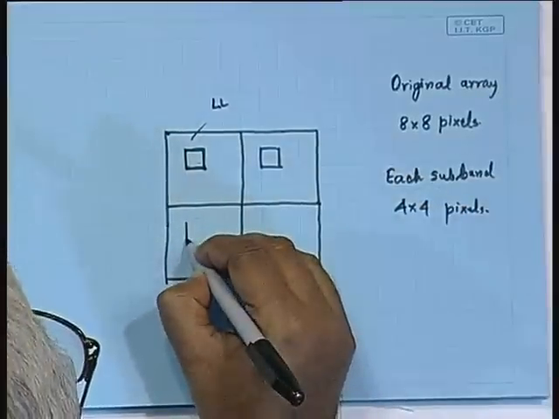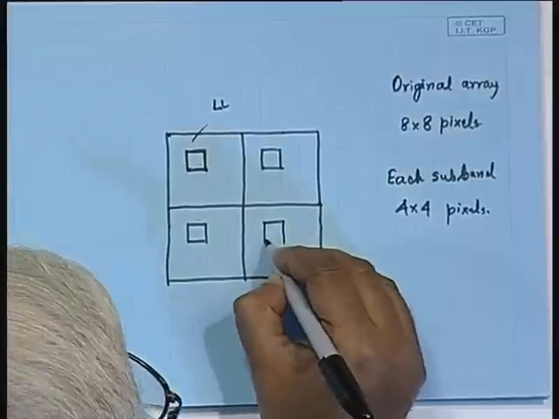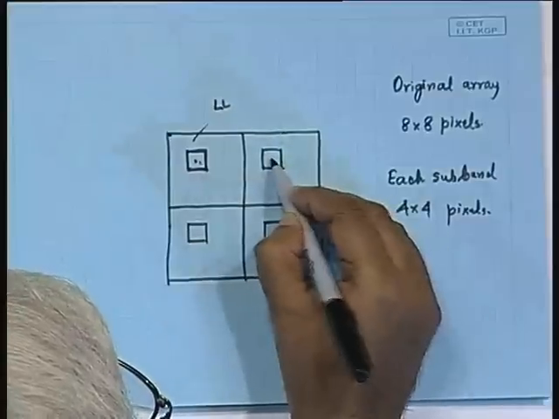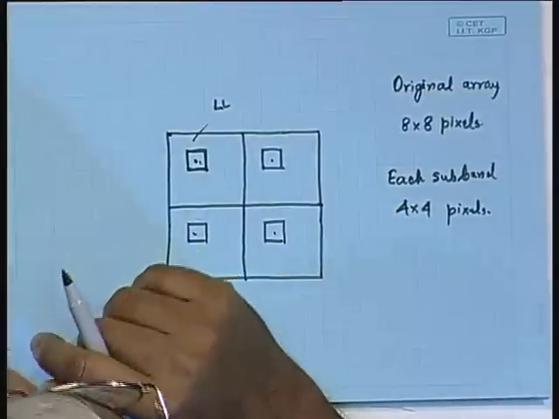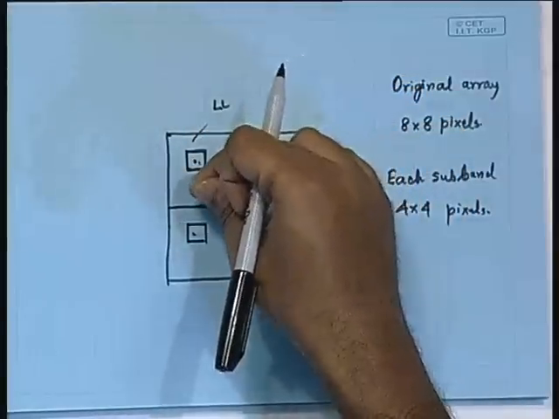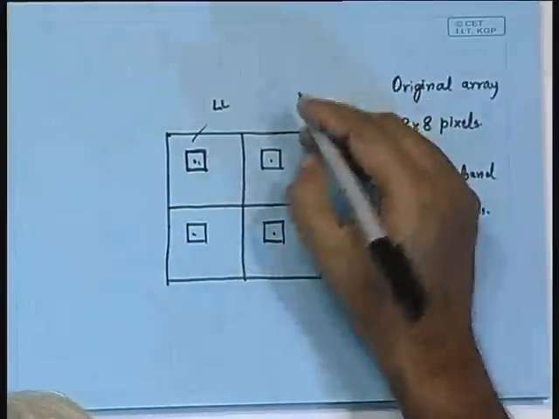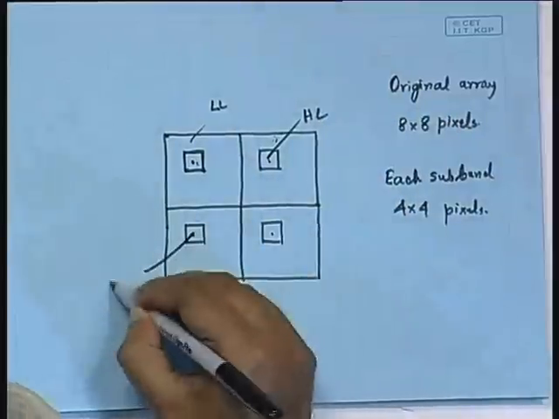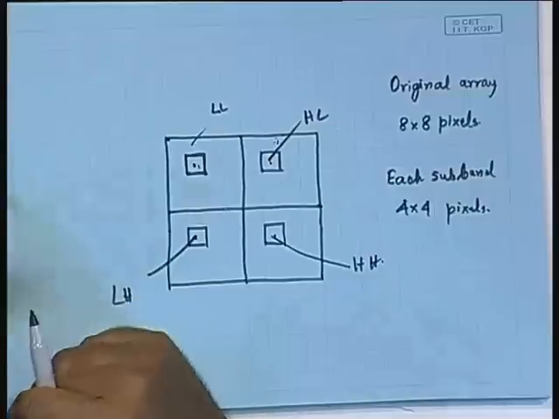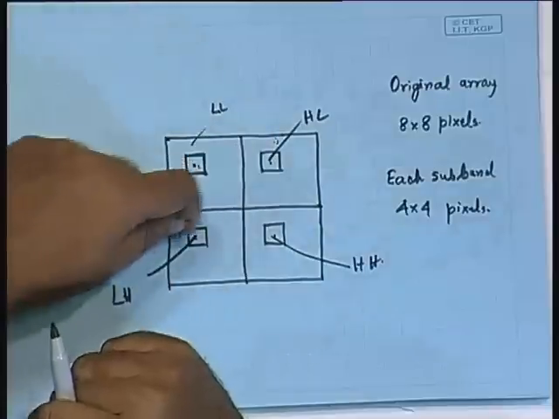The corresponding pixel position in the LH will be this, and the corresponding pixel position in this will be this. So, I can say that this pixel is related to these pixels, in the sense that the higher frequency versions, or higher frequency coefficients, corresponding to this pixel are available in the HL, LH and HH subbands. So there is a relationship; this is somehow related to this.